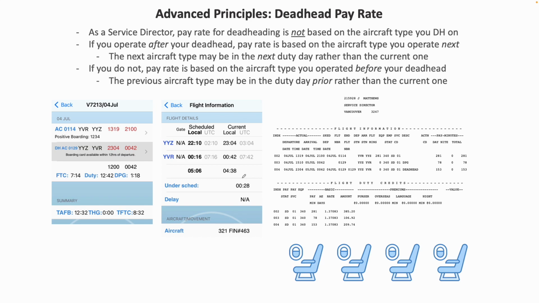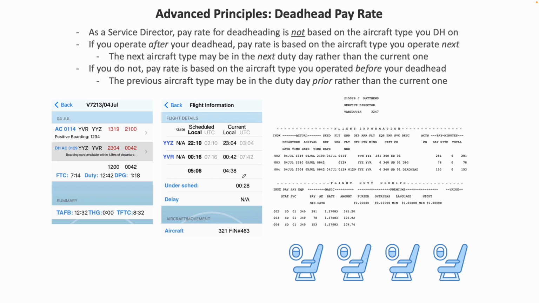The main takeaway point is your pay rate for deadheading is not at all based on the aircraft type that you deadhead on. And the logic used for that is because you're not really working, you're being positioned. So the pay rate for you couldn't possibly be based on the aircraft type you're on. Also because you could be deadheading on, say, an Air Canada Express flight. It could be an Air Canada Rouge flight, which would include equipment that we are not qualified on and don't have pay rates for in our collective agreement. So logically speaking, it couldn't be based on the aircraft type that you deadhead on.